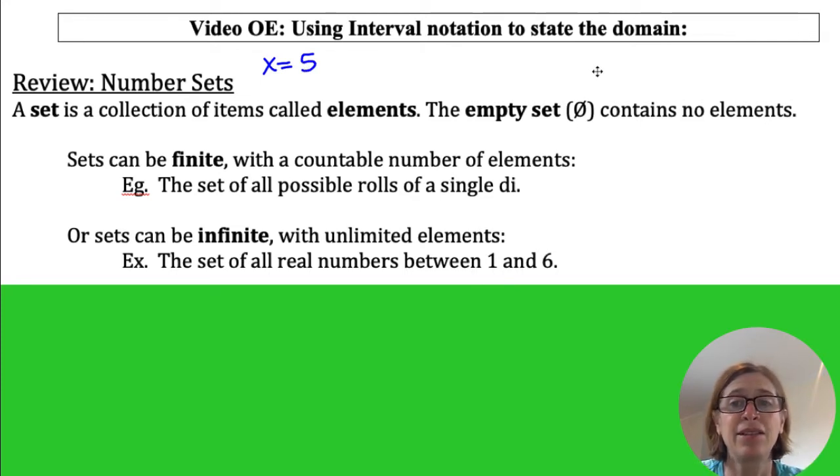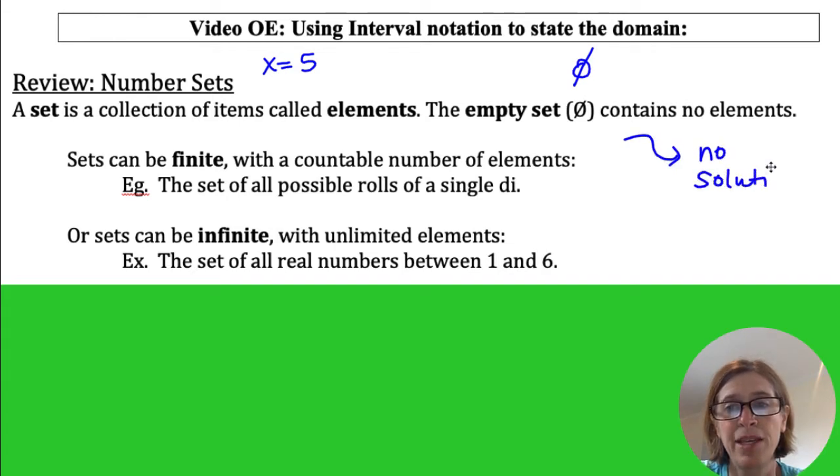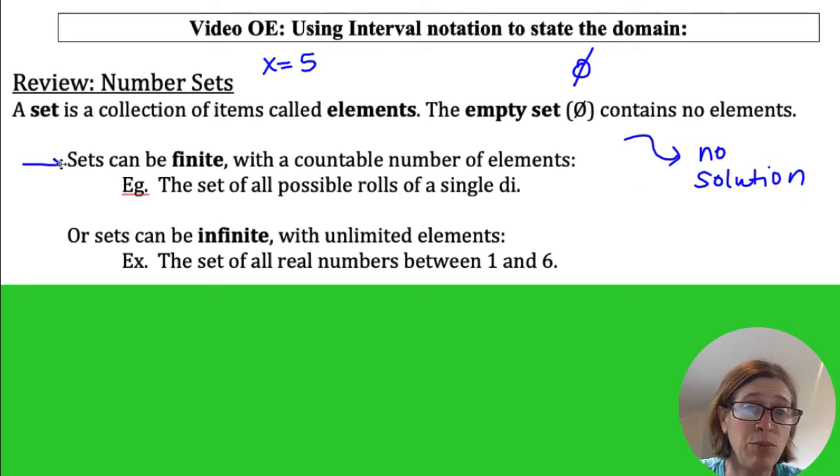The empty set, we sometimes call it the null set, contains no elements. That means that when you get no solution, you could see someone write the empty set. Sets can be finite, which means they stop. That means it has a countable number of elements, like the set of all possible rolls of a single die, right? There's 6. So you know that that's a finite set. Or sets can be infinite, with unlimited numbers in the set, like the set of all real numbers between 1 and 6. There's an unlimited number of numbers between 1 and 6. That would be an infinite set.